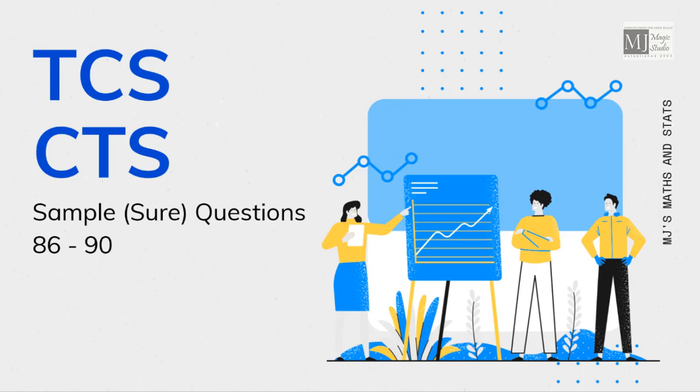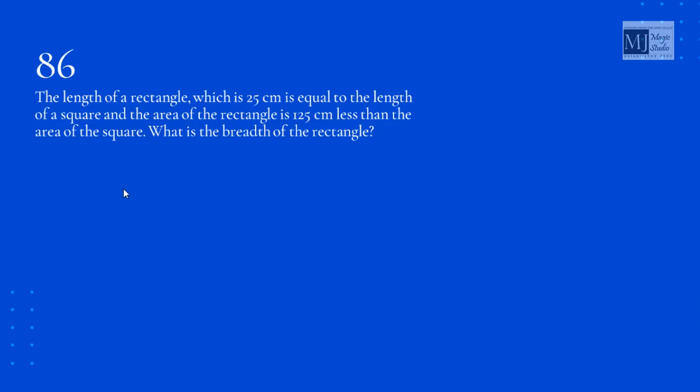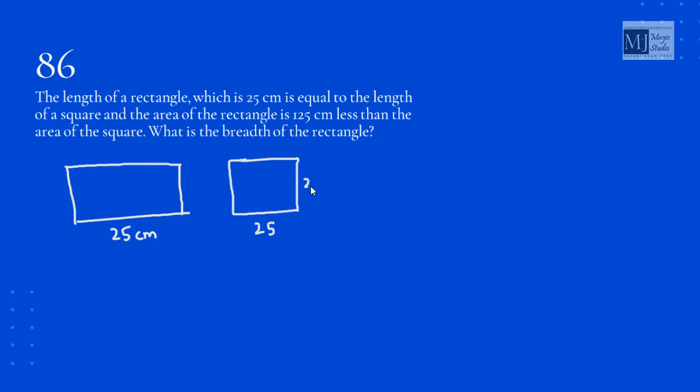This time I have 5 questions on two-dimensional mensuration figures. Question number 86 to 90. The length of a rectangle, which is 25 centimeter, is equal to the length of a square, which is also 25 centimeter.